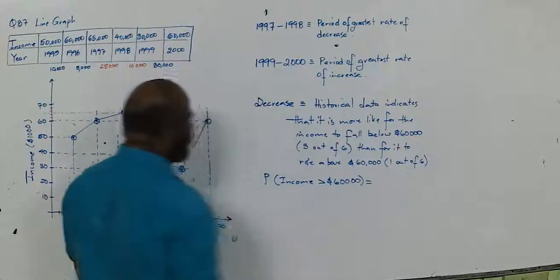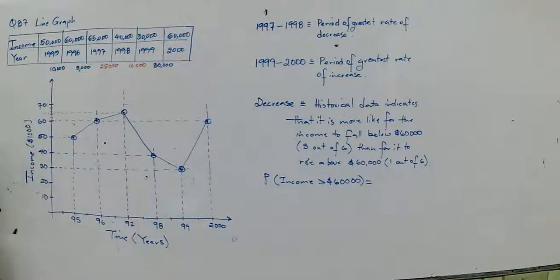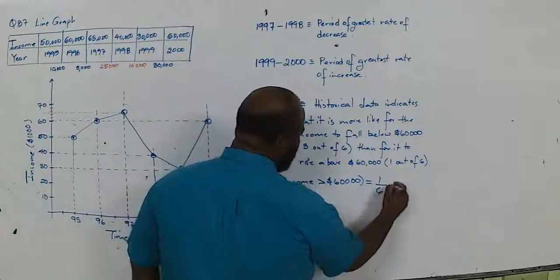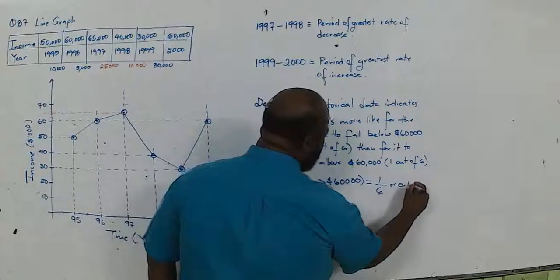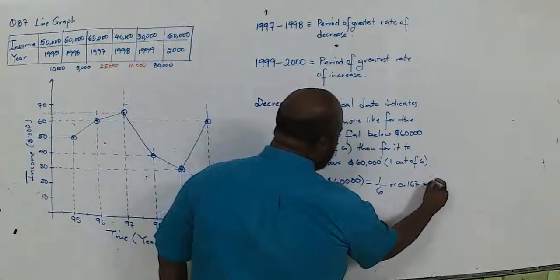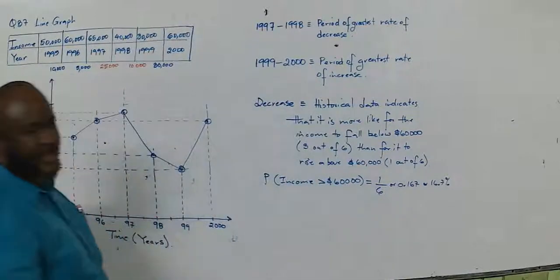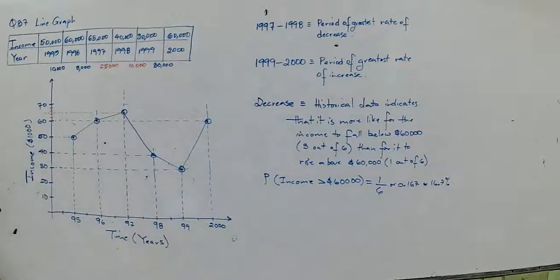How many times was the income greater than 60,000? 1 time out of 6. Or 0.167 or 16.7%. There's a 16% chance that income will rise above 60,000. Whereas there's a 50% chance that it will fall below 60,000. Ladies and gentlemen, this is line graph. Alright?